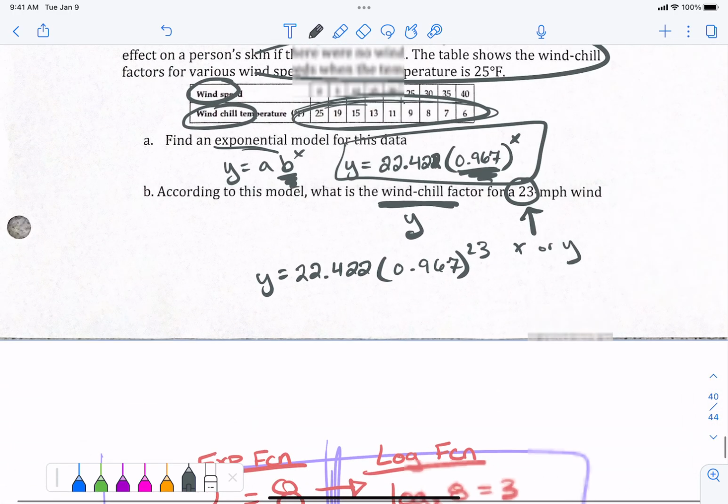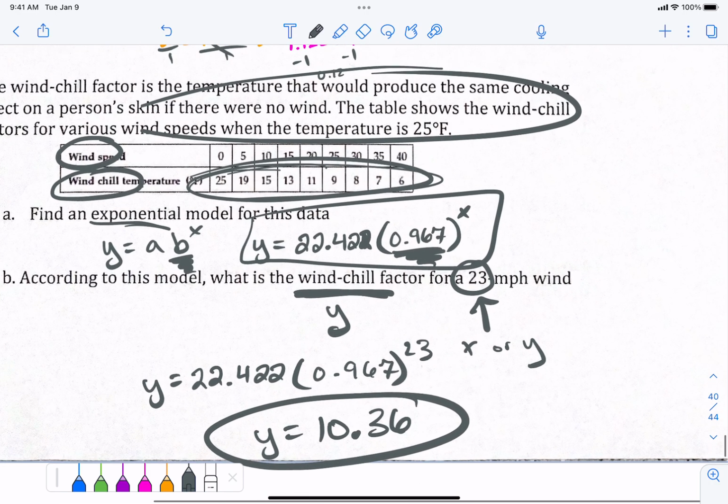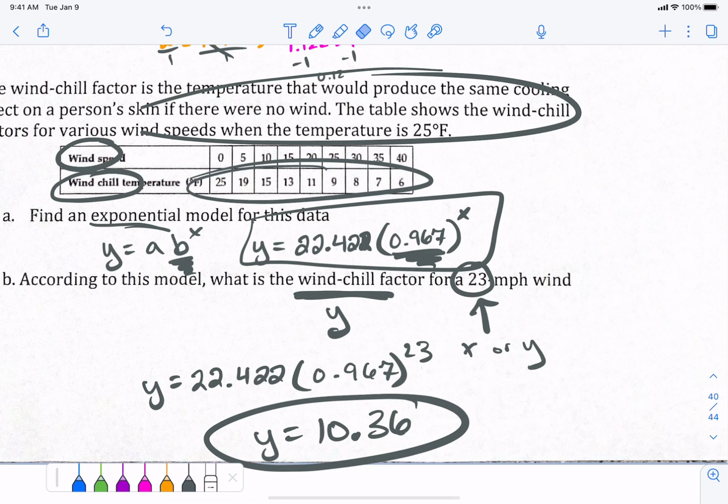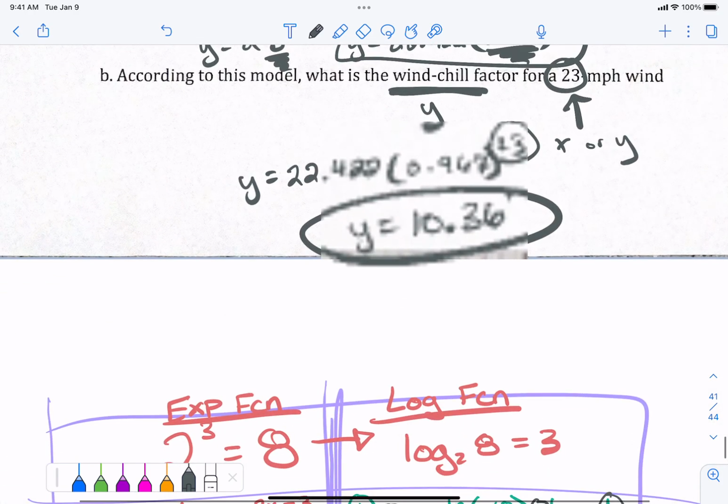Okay, what'd you get for y? What'd you get for wind chill? 10.36? Okay, let's see if that is appropriate from the table. 23 is right here, and this one, so it should be a number between 11 and 9. Yeah, 10 is, so we're good to go. Okay, happy with that?